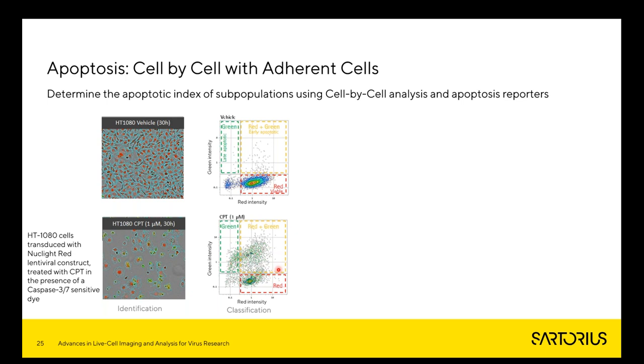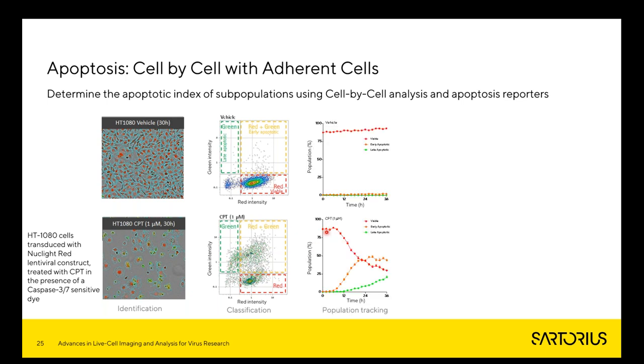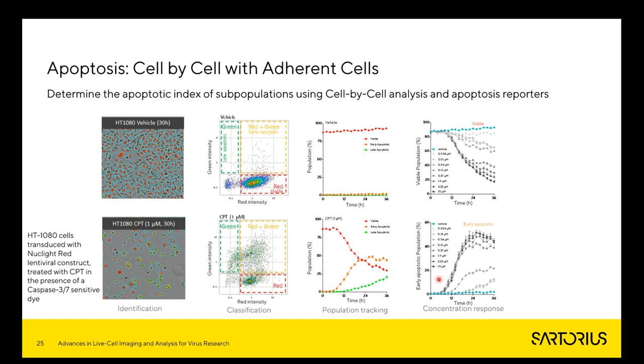Upon performing quadrant gates and classifying our different subpopulations, we can then track these different subpopulations by generating time course graphs. You can see that approximately before 12 hours, the viable population slowly starts to decrease. Simultaneously, there is an increase in the early apoptotic population, and even later, we see an increase in the late apoptotic population. We can also graph each individual subpopulation from the different quadrants, and in this case, we were able to see a concentration response to camptothecin. The cell-by-cell module is compatible with adherent cells, but suspension cells can be analyzed as well.